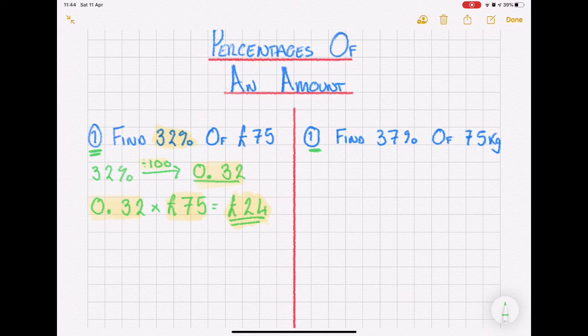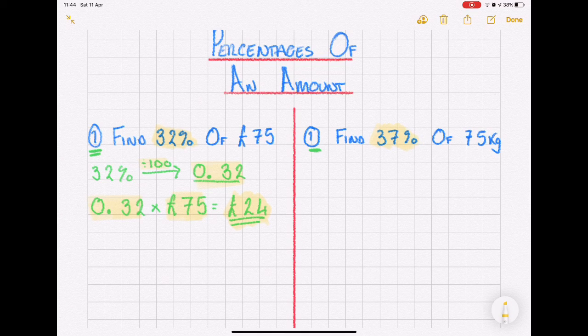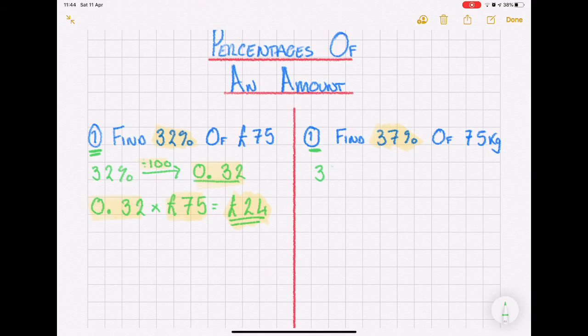Okay, fantastic. Let's have a look at this. Find 37% of 75 kilograms. So first things first, I want to find my multiplier. So I do 37% and I divide that by 100 to get my multiplier. And that is 0.37. So my multiplier is 0.37.